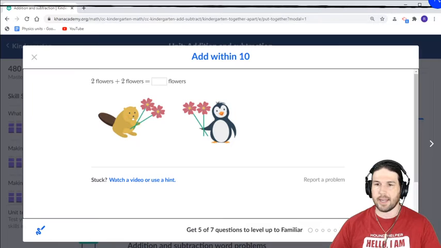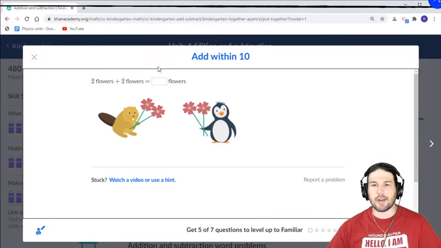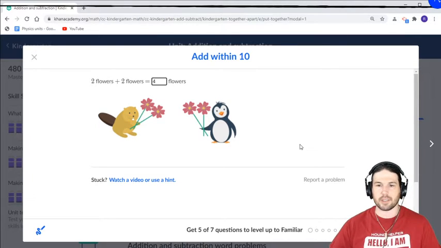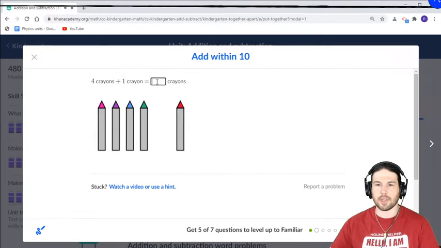So let's go ahead and do this. Oh, that's so adorable. Look at those 2. All right. 2 flowers plus 2 flowers equals 4 flowers. Four crayons plus 1 crayon.